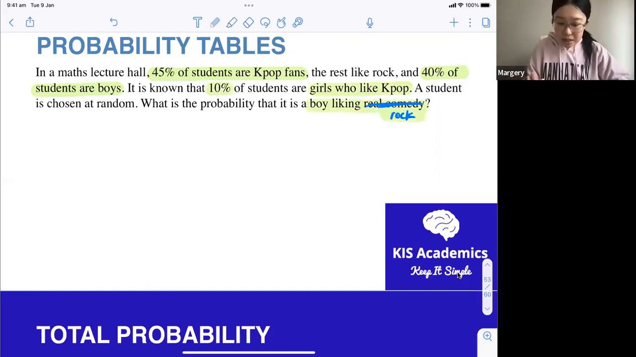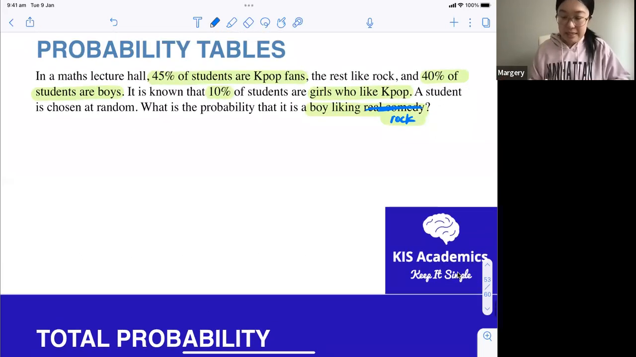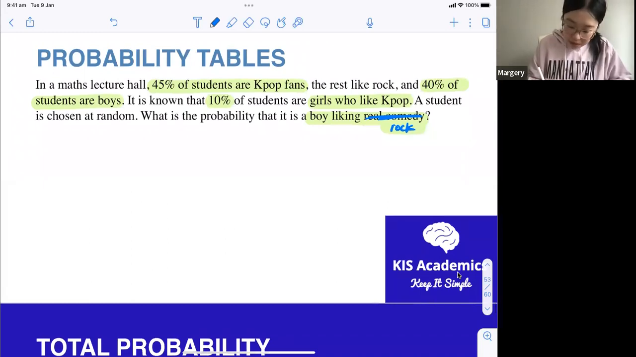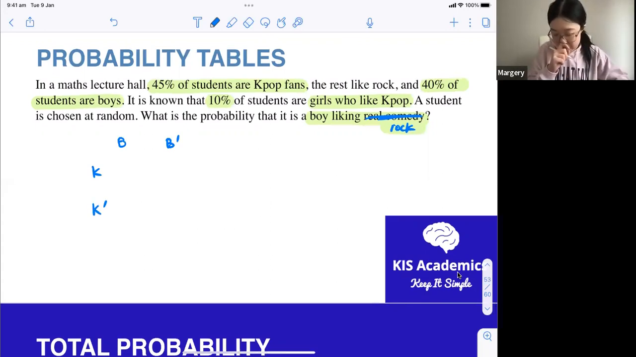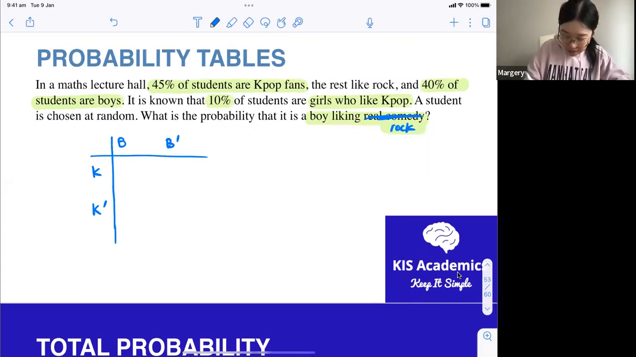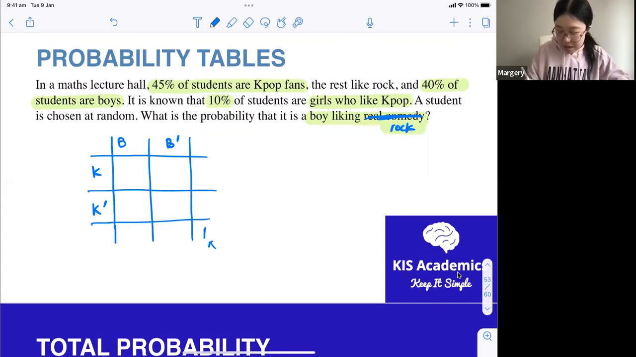So to do this, I know I've got two events. So I've got either K-pop or rock or no K-pop, and then boys or girls. So I'm able to use a probability table to figure this out. So to do this, I can label this as B for my boy and B dash for my girl. And we've also got K-pop or K dash. So K dash is really just our rock, but it's a bit easier to represent it like this. So then to figure this out, I know I can draw up this table over here. And I have always 1. So this is always the 1 down here because all of my probability has to add up to 1.